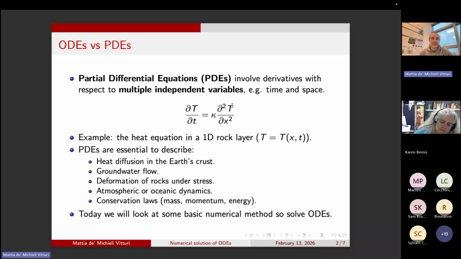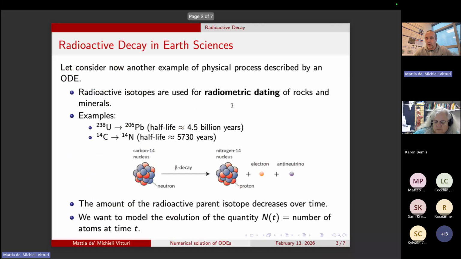But today we will look just at a simple case, which is the case of ordinary differential equations, like the one that we have seen before. In the notebook, we will start with one equation, which is the equation for radioactive decay. We will look here in the slide at how we can derive the evolution equation for radioactive decay. Then we will try to solve it numerically with a few different methods, trying to understand the advantages and disadvantages of the different methods that we can use.